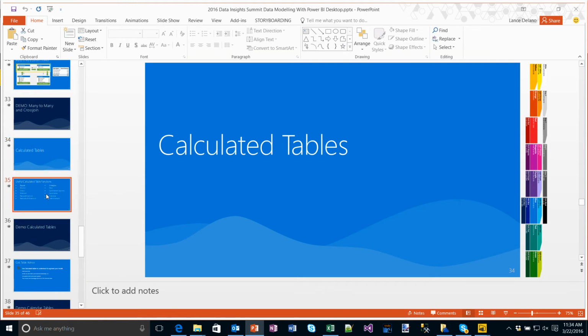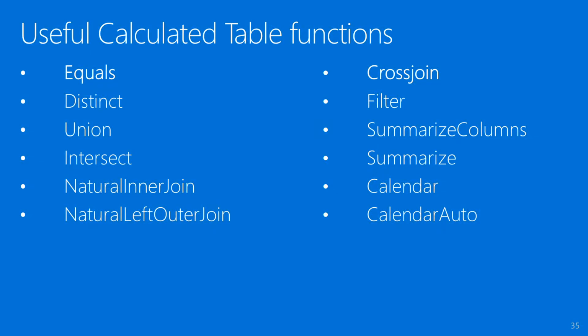And so now let's talk a little about, we've been talking about these. Well, let's be a little bit more universal at this point. Let's talk about all the things that you can do, or some of the more useful things that you can do with calculated tables. We've already shown you equals, and we've shown you cross-join. But there are a number of others. There's distinct, there's union, there's intersect. These are set-oriented things that you can do. Natural inner join, natural left outer join, you can do those.